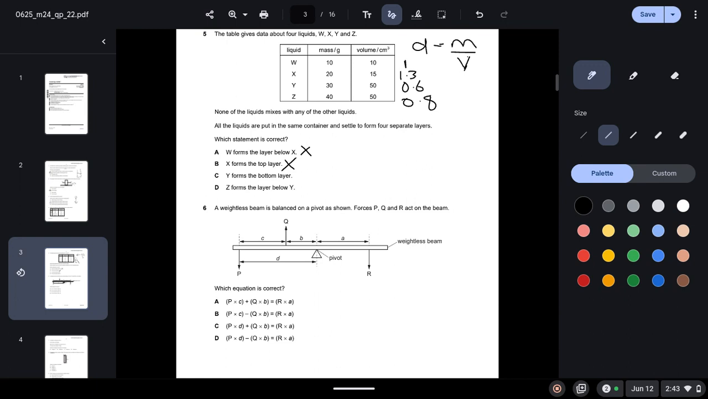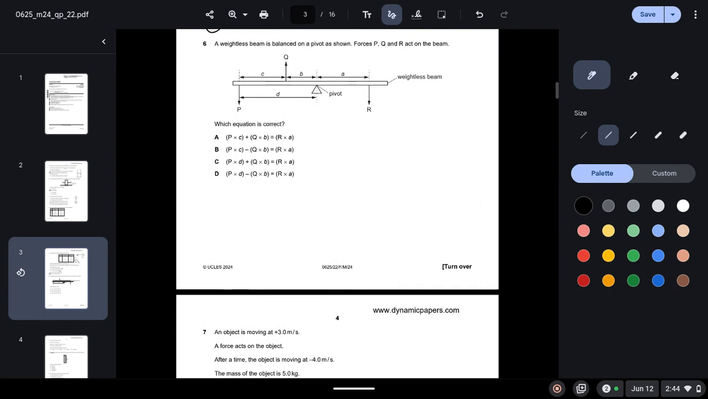Y forms the bottom layer. Y is the least dense and it should form the top layer and not the bottom layer, so this is also incorrect. Z forms the layer below Y. Z is more dense than Y, so it will form the layer below Y, which is correct. So D is your answer.